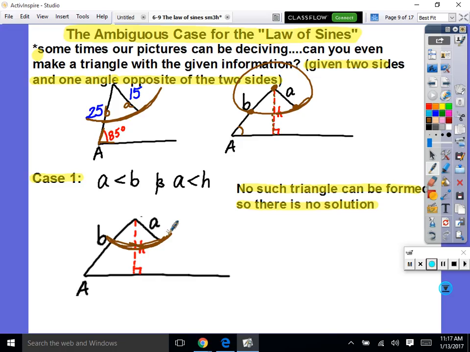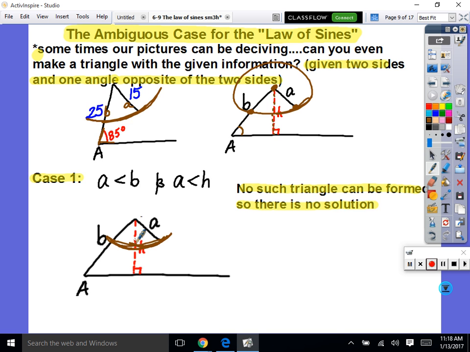Does everybody understand why that makes sense though? Picturing it, swinging around. Never going to cross. And then you go like this, and cross H, and then cross B, and it's shorter than both, so it's never going to be able to hit the bottom. Why would someone not draw it? They're going to give you information, and then you have to determine if you can even draw a triangle with that.